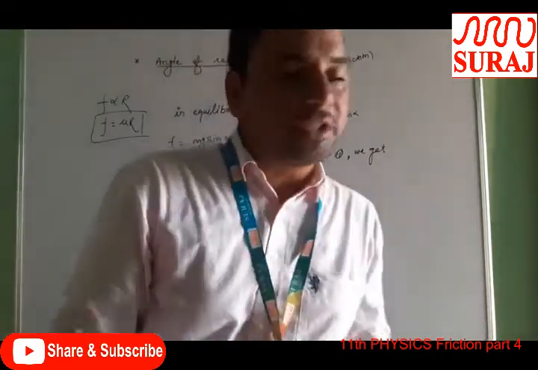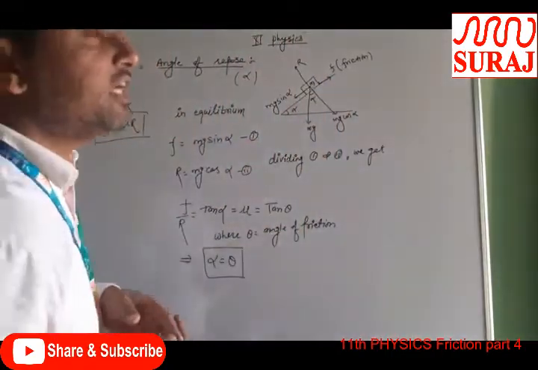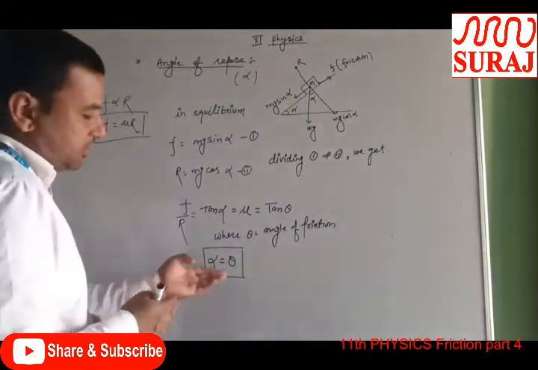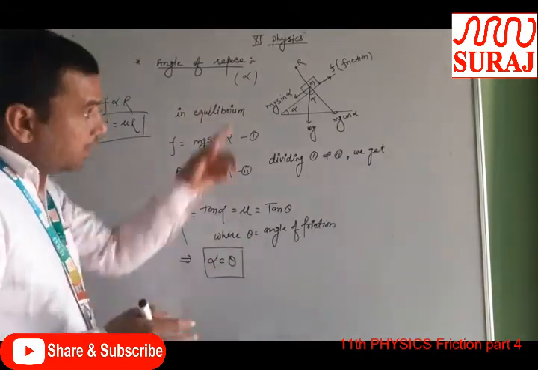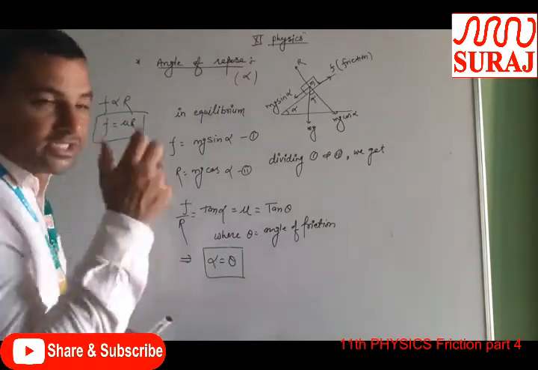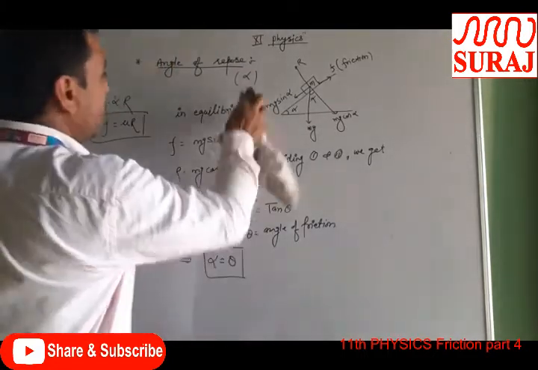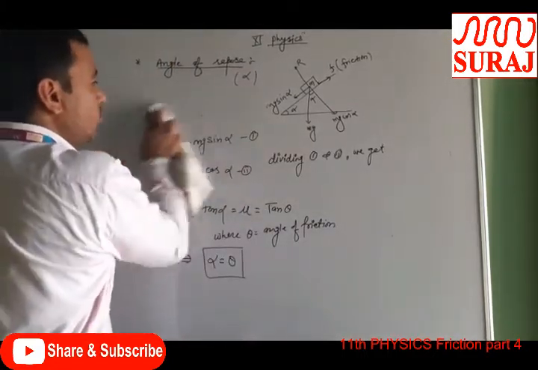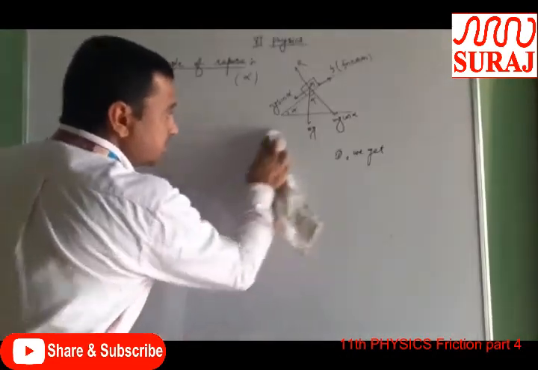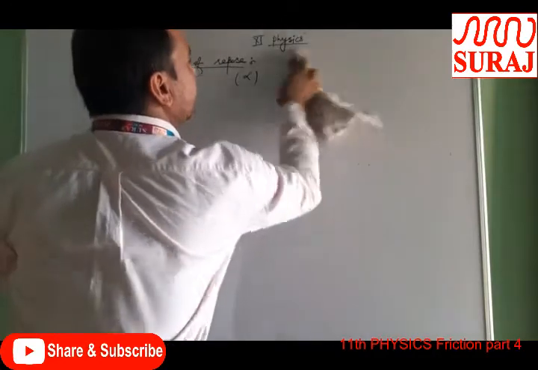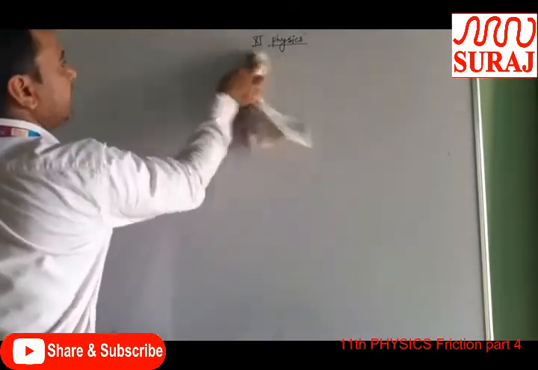क्वेश्चन आएगा आपके पास, prove that the angle of repose is always equal to angle of friction. This is the proof of angle of friction is always equal to angle of repose. Actual motion is not started, that is the angle of repose. अगर मूव करवानी है किसी भी बॉडी को, then the angle of inclined plane must be greater than angle of repose.